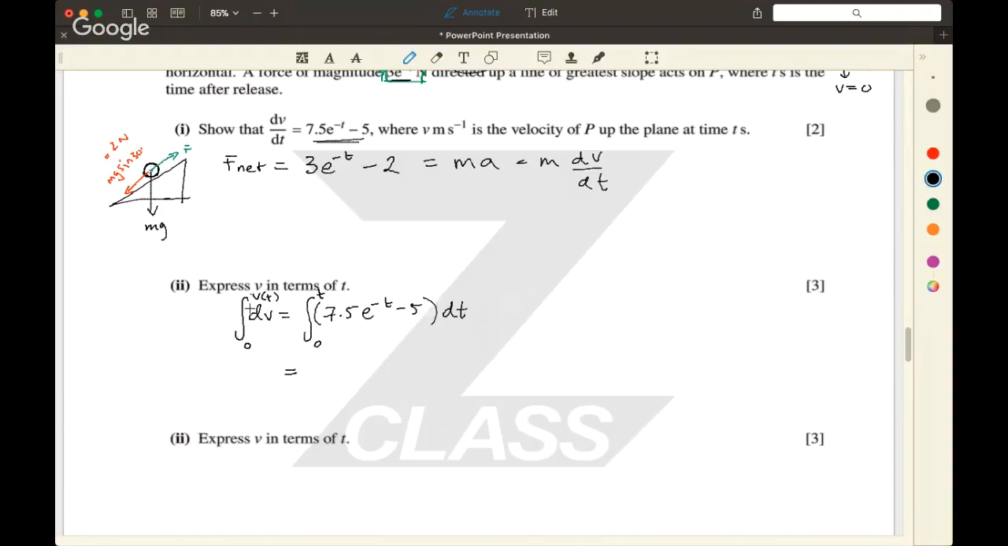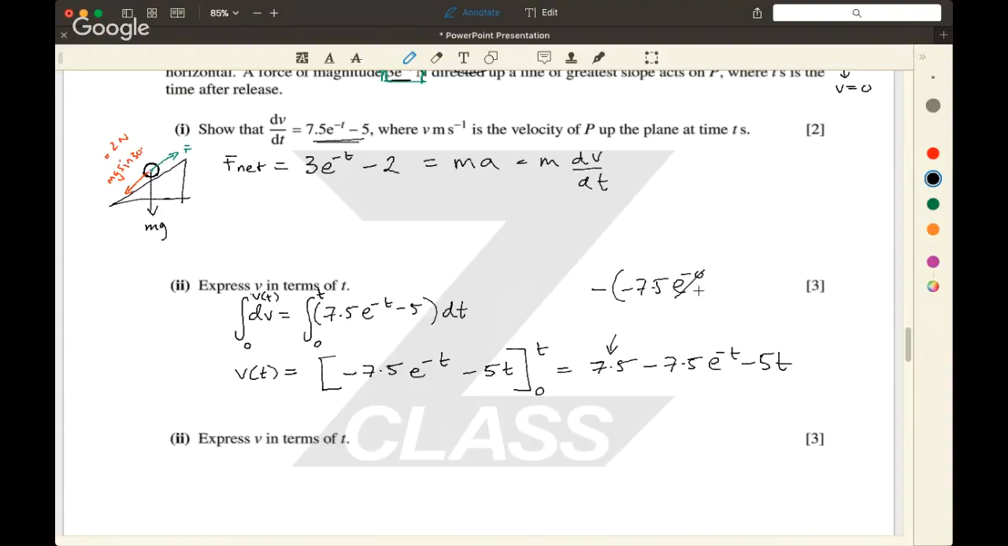Well, on the left-hand side, that becomes v of t minus 0. So that's just v of t. And that's going to be equal to, integrating the exponential function, minus 7.5 e to the minus t, minus 5t. I'm evaluating this between 0 and t. And you can see that this is going to be equal to 7.5 minus 7.5 e to the minus t minus 5t. And where does this come from? Well, this comes from the lower limit where you've gone minus 7.5 e to the minus 0. e to the minus 0 is just 1. Pluses take over the minuses, and you get 7.5.